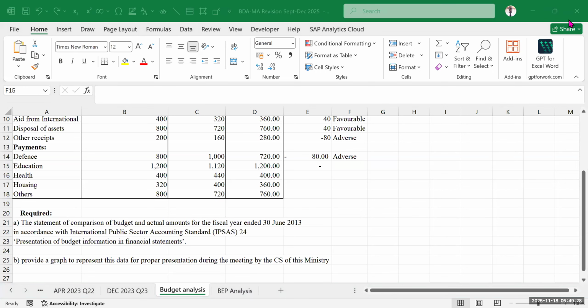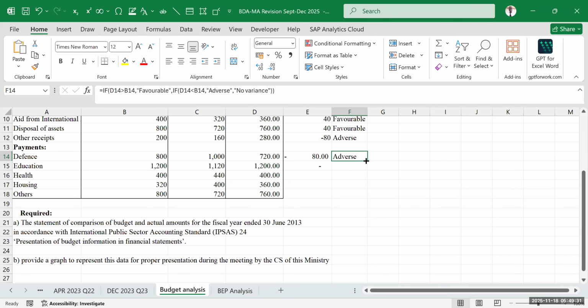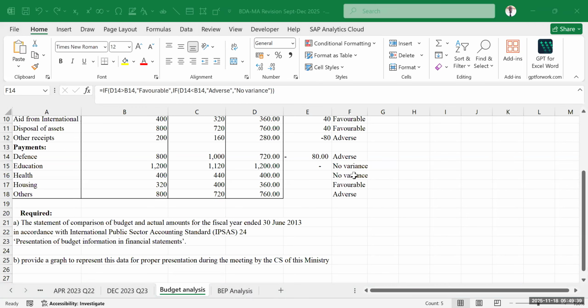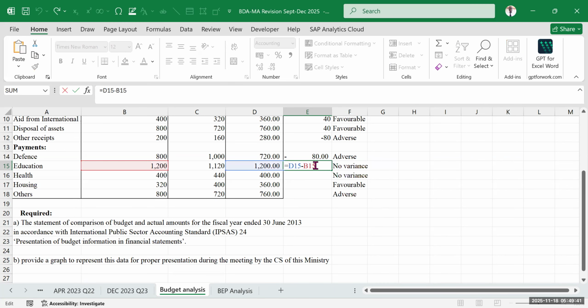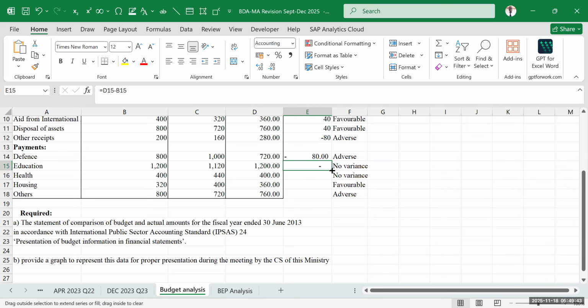All right. So that logical function gets us through all those elements of payments. And with the elements of payments now, I had set my formula here. I will just now autofill the formula and you'll see if it aligns or not. Where there is no variance, it means the budget and what is spent are the same.